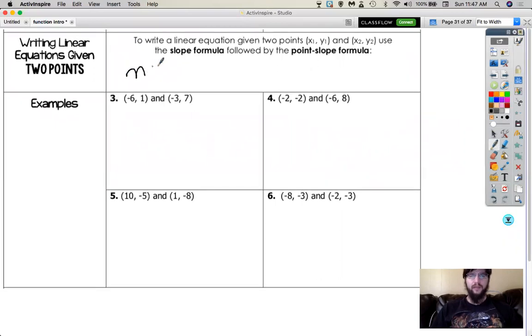So m equals y2 minus y1 over x2 minus x1. Again, you need to know your forms of your equations and your slope formula. So we're going to use this to find m. Then we're going to play eeny, meeny, miny, mo, pick a point, and shove that and the slope we got into our point slope form.